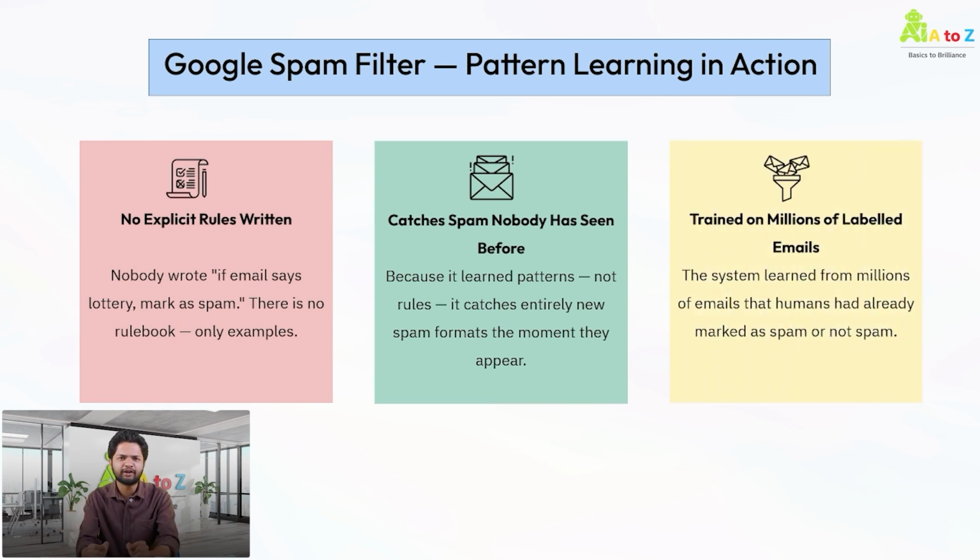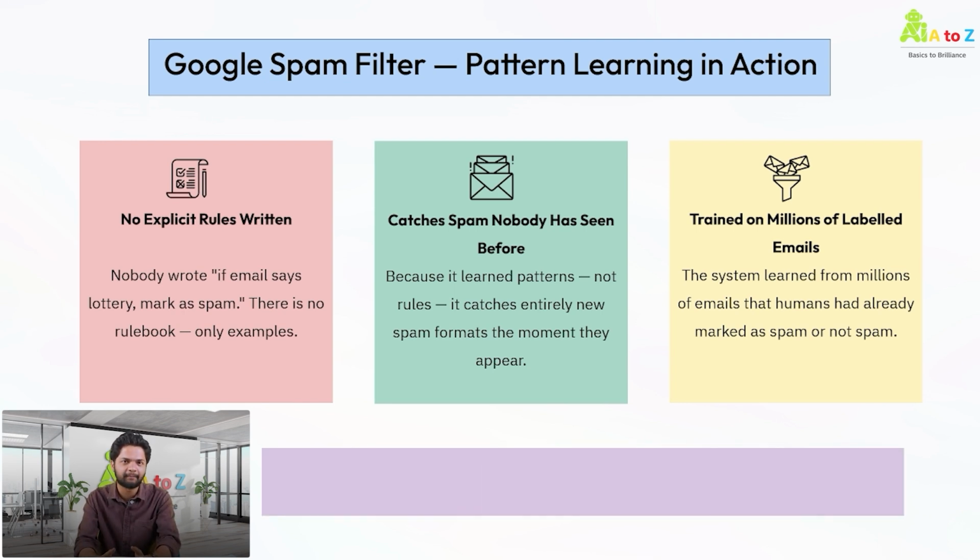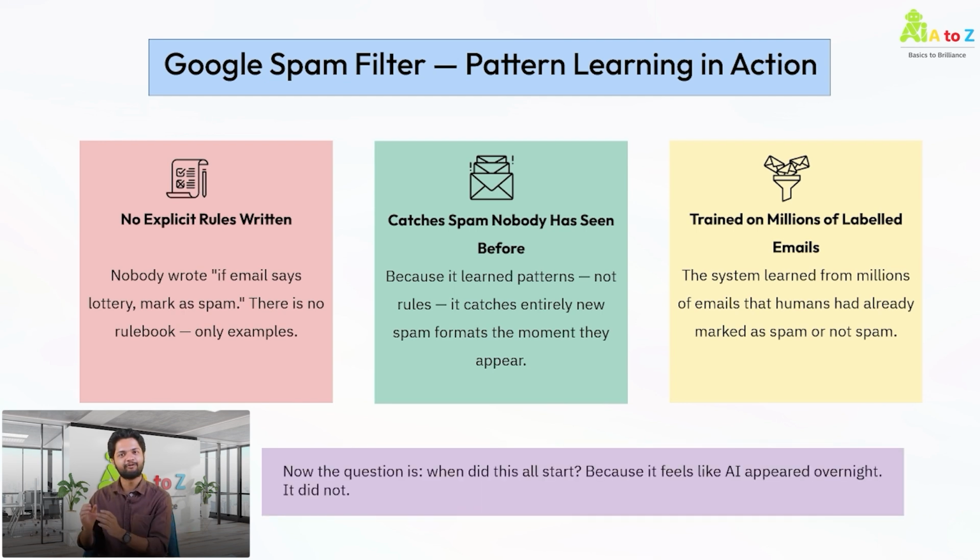Third, it is trained on massive amounts of labeled data. This process doesn't work with a small dataset. The system learns from millions of emails that humans have already classified as spam or not spam. And that scale is what allows it to pick up subtle differences. For example, a marketing email versus an actual spam, a real notification versus a phishing attempt. These are very close in appearance, but across millions of examples, the patterns become clearer.